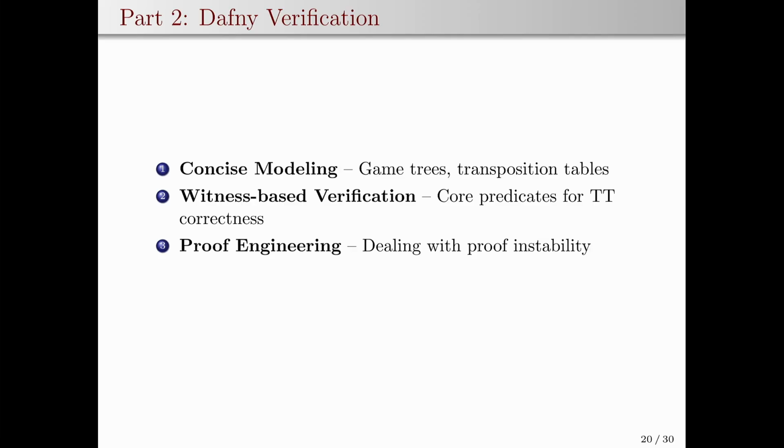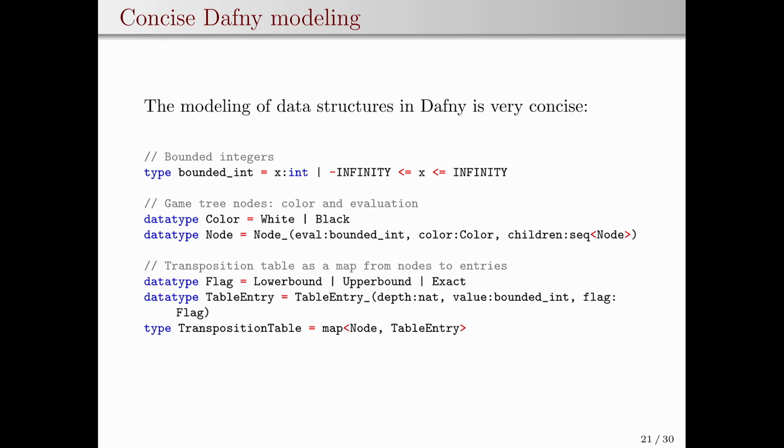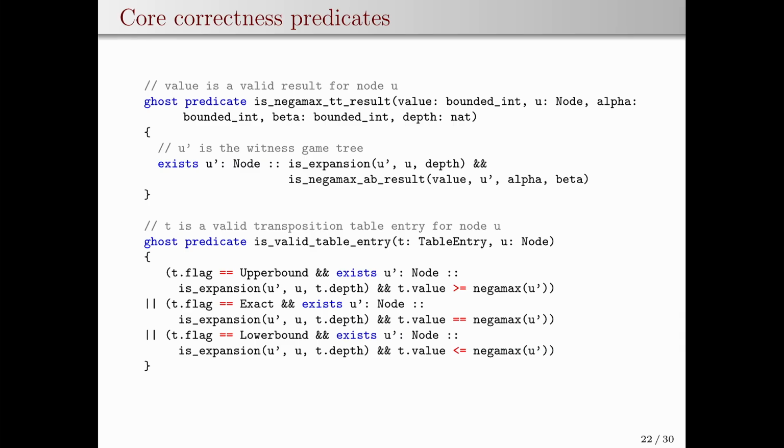Well, the modeling in Dafny was quite concise. We were very pleased with it. It just looks like this. We have bounded integers as a constrained data type. These are just the predicates for describing the witness. Also, we not only need to look at the result value, but also at the transposition table, which should only contain results for which a witness exists. So we see here that the transposition table should also be required.